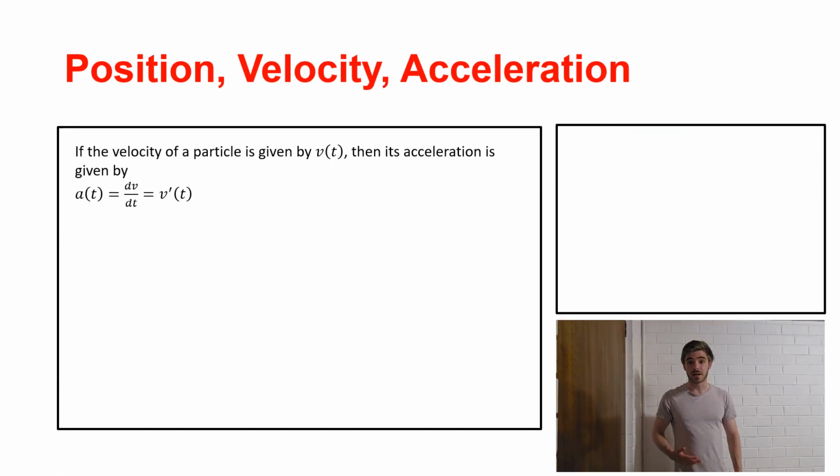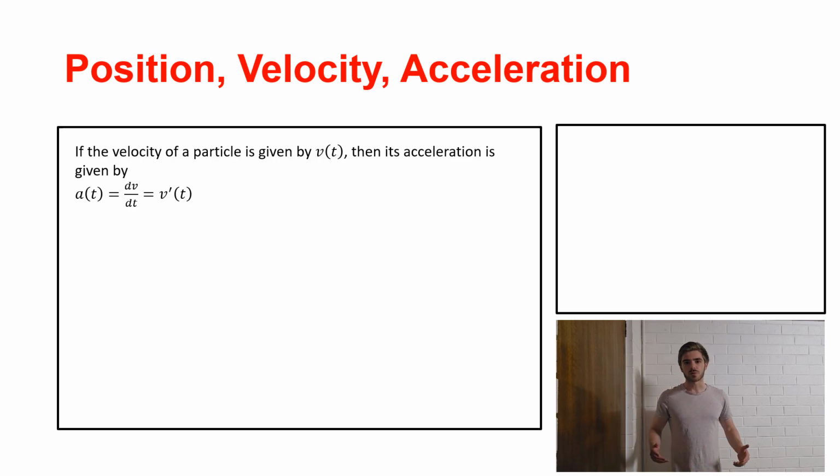Acceleration and velocity are directly related to each other. In fact, acceleration is defined as the rate of change of velocity. Using derivative notation, you would call this dv on dt, or if you're just describing it as a function, then you would call it v dash of t. Simply put, if you know the velocity equation of a particle, then you can find its acceleration equation by finding the derivative of the velocity equation.